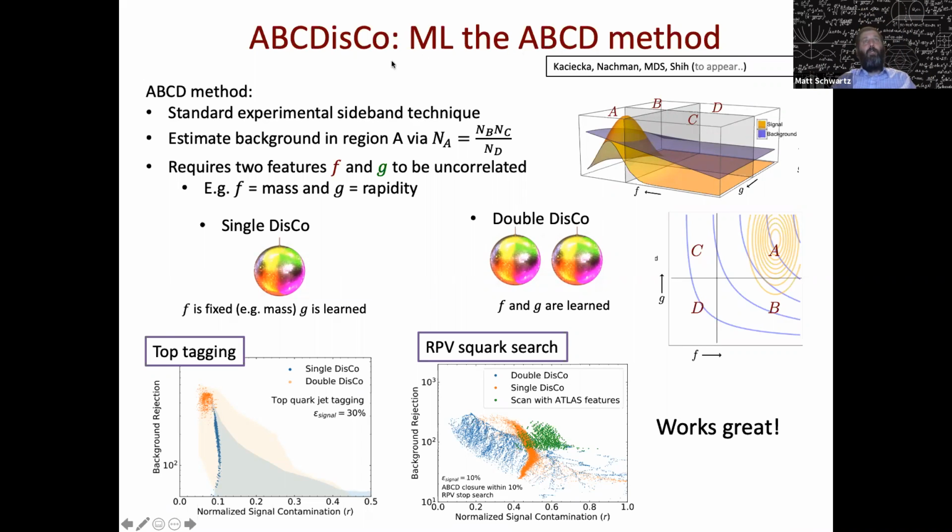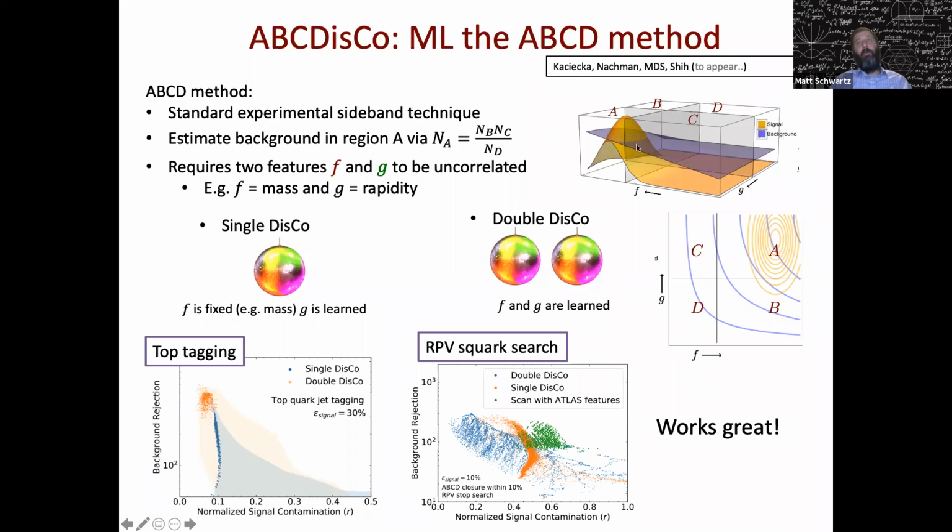And what we showed in this paper, which should be out next week, is that you can use the same decorrelation method to machine learn directly a background-driven discrimination. So what we tried to understand is this ABCD method. This is one of the most standard methodologies to use for experimental background estimation.